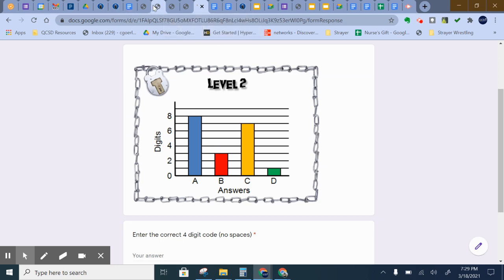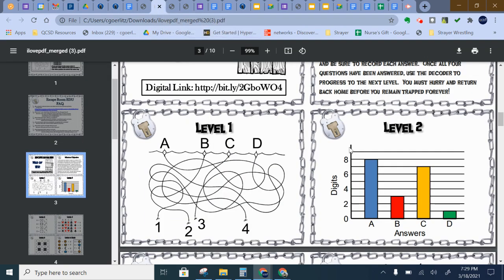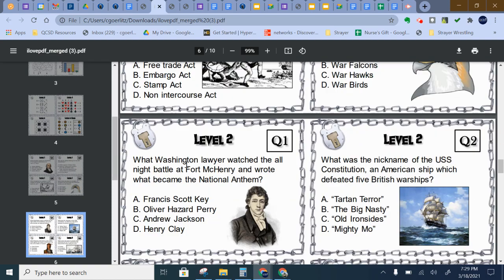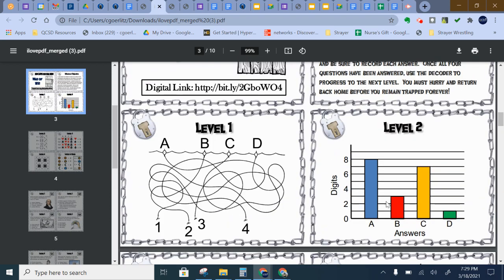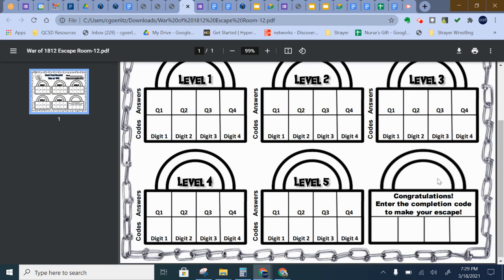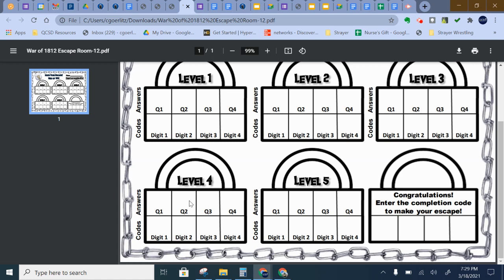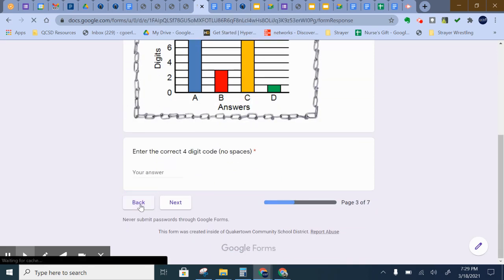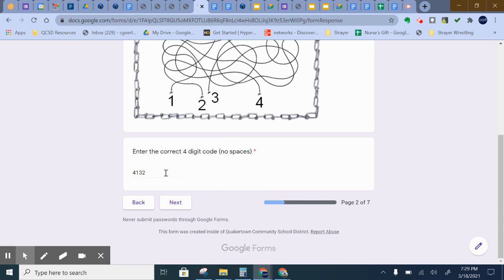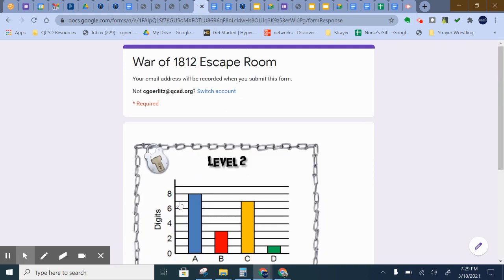So now you would go to the next set of questions here, which would be the level 2 questions, and you would answer those. Then you would go back to level 2 and try to figure out this puzzle. What is A? What is B, C, D, and so forth. Once you get all those answers done and you've filled in this chart, you need to go back and take these codes that you have and start entering them here like we did before. If you get the right code like we did here, it will allow you to move forward.